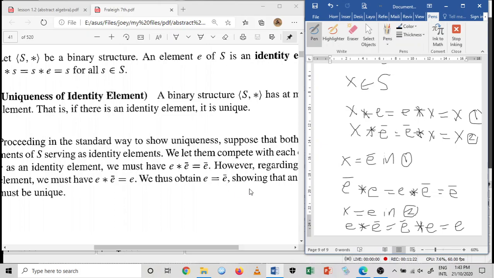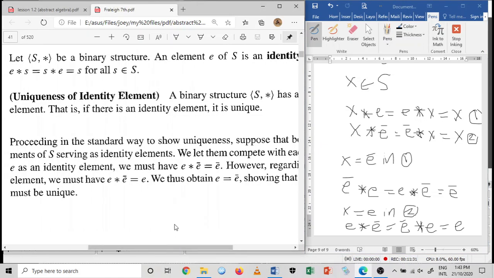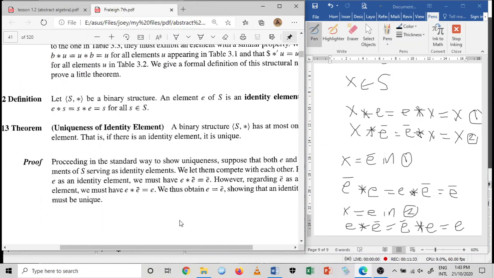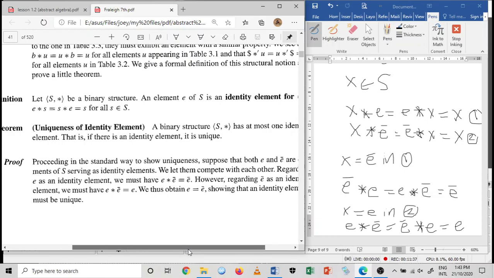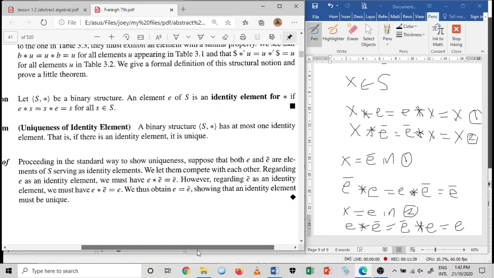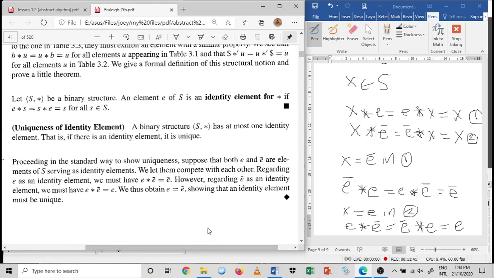Okay, so that goes to show that there is but one identity element for a binary structure if that structure has an identity element. Okay, so I hope you understood that.